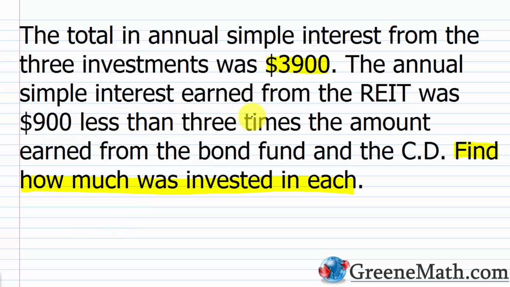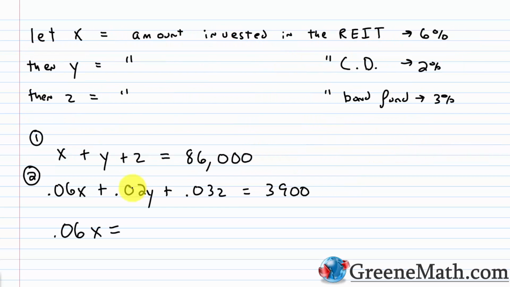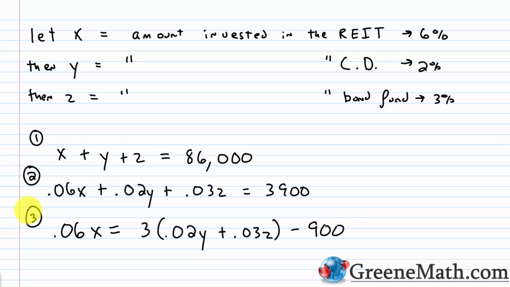In terms of setting up an equation, it means it's equal to $900 less than 3 times the amount earned from the bond fund and the CD. So let's start with what's earned from the bond fund and the CD. We can put 0.02y plus 0.03z. Now it's 3 times this quantity, and it's 900 less than that, so subtract away 900. This would be my third equation.